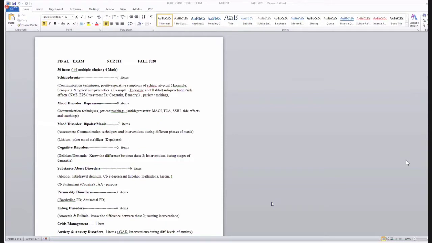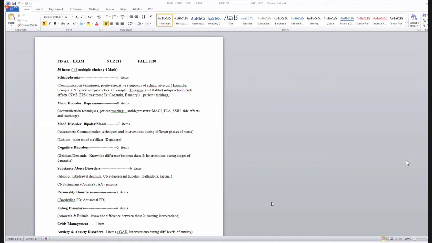And remember, patients with schizophrenia think concretely. So I have one question that talks about concrete thinking. So you have to review, if somebody is thinking concretely, how is that manifested? Because patients with schizophrenia don't have the ability to think what? Abstractly. So you have to know the difference between concrete thinking and abstract thinking.